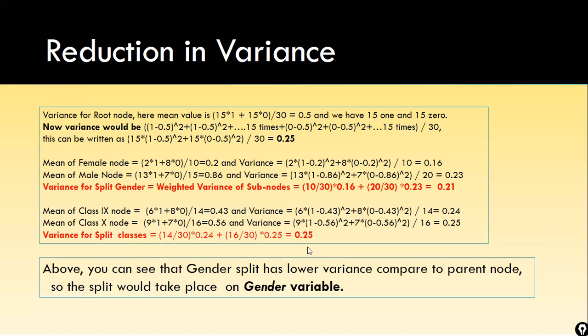Similarly, we can find it for the class node. Of these two, which one has lesser variance? Gender, right? Whichever node has lesser variance, that one will undergo the split. Above, you can see that the gender split has lower variance compared to the parent node, so the split would take place on the gender variable. So the lesser the variance, it will undergo split, and the higher the gain, that one will first undergo the split.